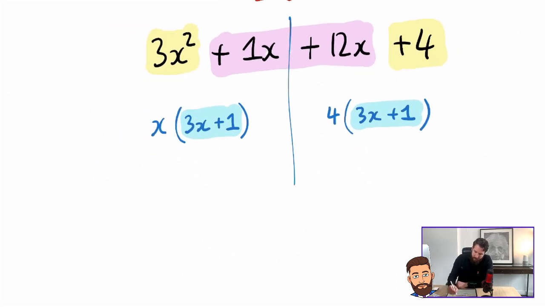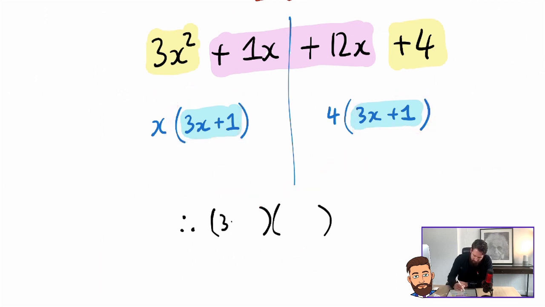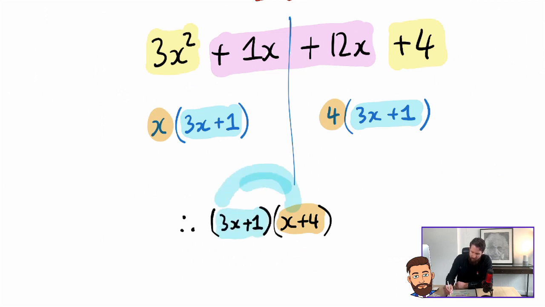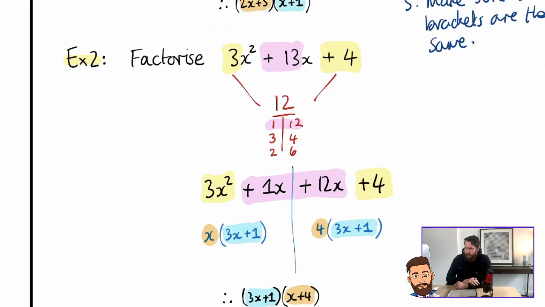We're done. We can say, therefore, my 2 brackets for my final factorized form: one of them is definitely going to be the 3x plus 1, because that's my repeated bracket. And the other one is going to be leftovers. So what do we have left over? X and 4. So x plus 4. How do I know it's a plus? Because it's just a positive integer, 4. So I'd write plus 4. That is us done. And again, just to save time, I won't do it, but you can expand that out and see for yourself that you will actually get the original quadratic.